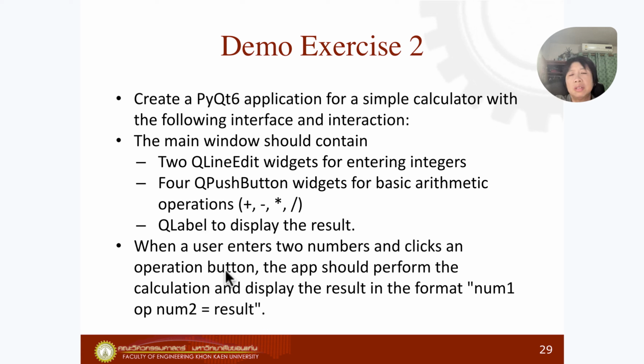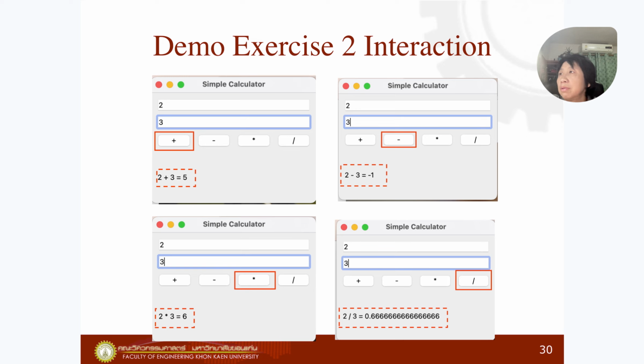And when a user enters two numbers and clicks an operation button, the app should perform the calculation and display the result in the format num1 op num2 equal to result. So this is the interface. You can see that there are two line edits, four push buttons, and the last one is the label. So if I enter 2 and 3 and click plus at the push button here, we will see the result as 2 plus 3 is equal to 5.